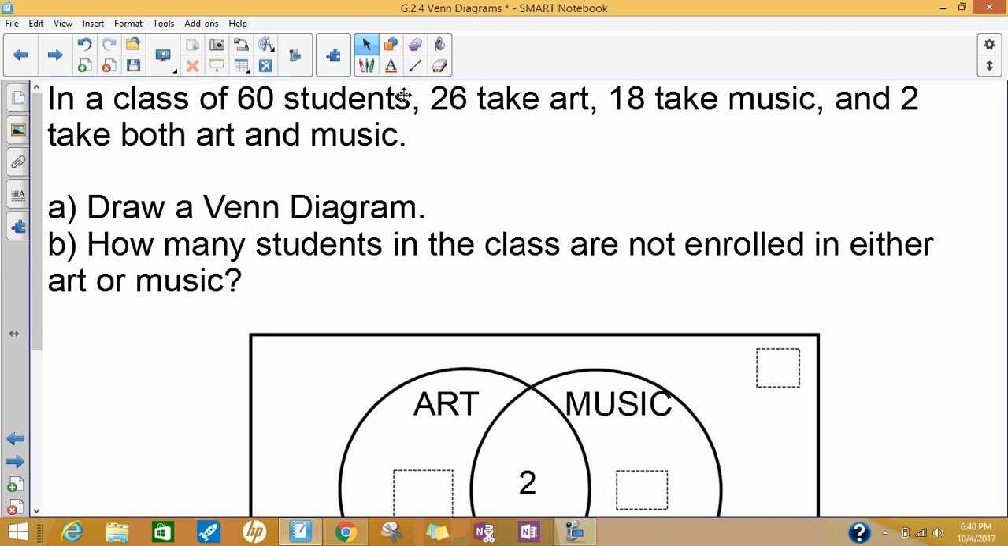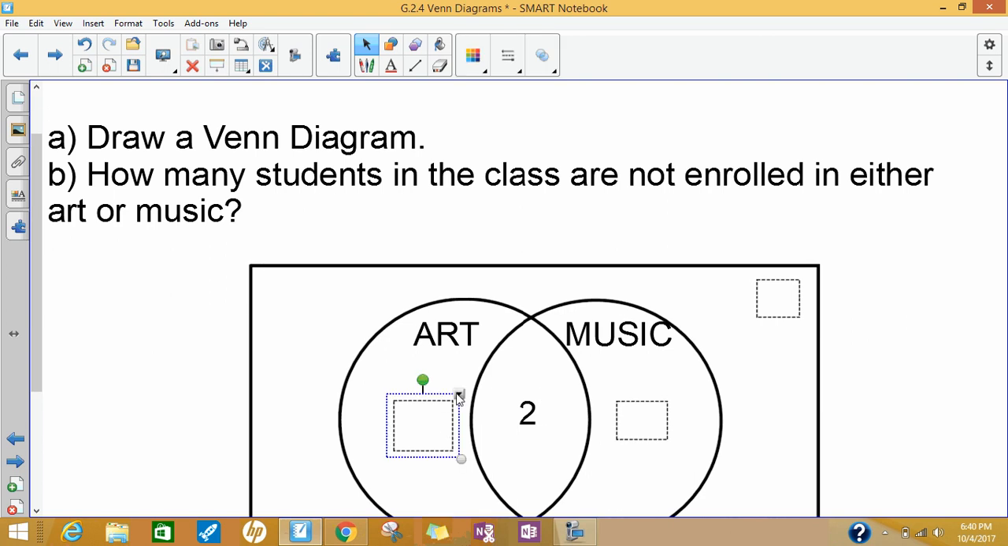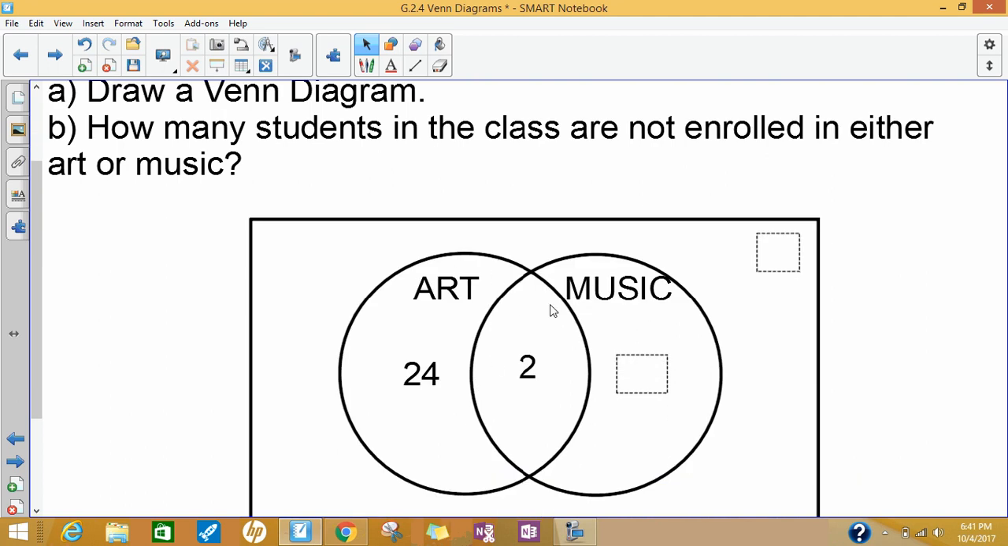So then I have to be careful here. 26 of them take art. So 26 students out of the 60 take art, but I've already put 2 of those students on the picture because those students take art and music. So I have only 24 students who take only art. If you look just at this circle now, I still have 26 students in the art circle, 24 here who only take art, and 2 in the middle that also take music.